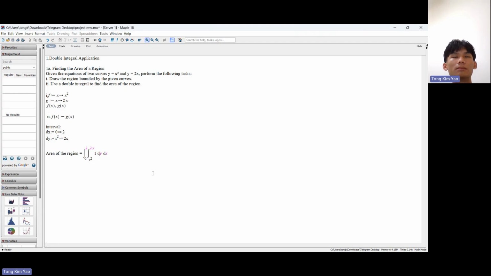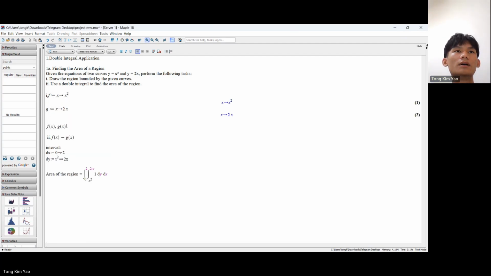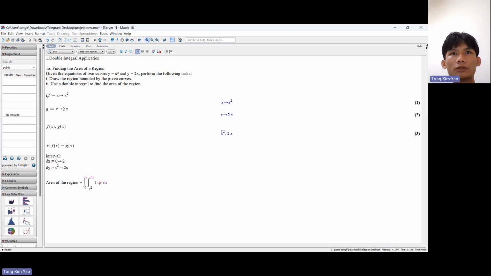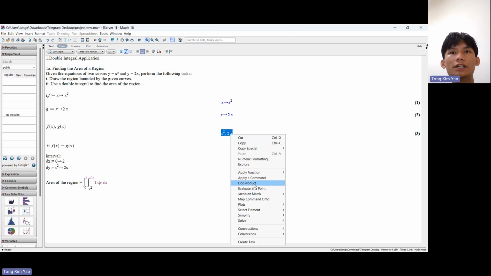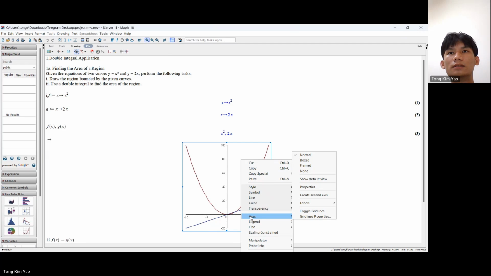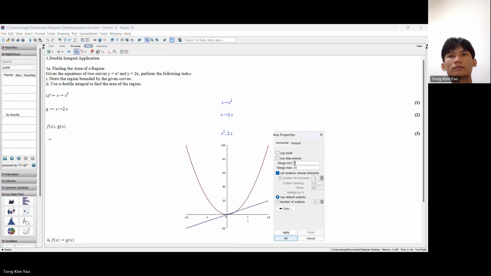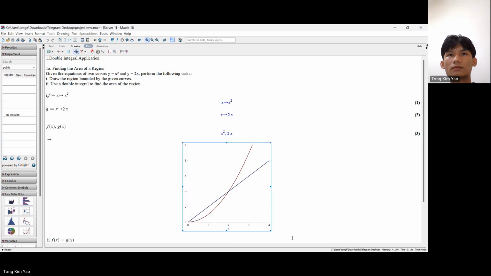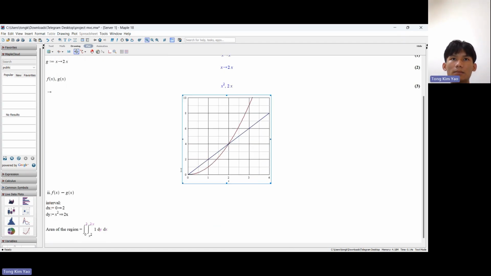Next, I will use the software to perform the simulation. Firstly, we need to define f and g as the given curves. After that, we combine both of the curves to get the bounded region. We can plot the 2D graph to get the bounded region. So this is the bounded region.